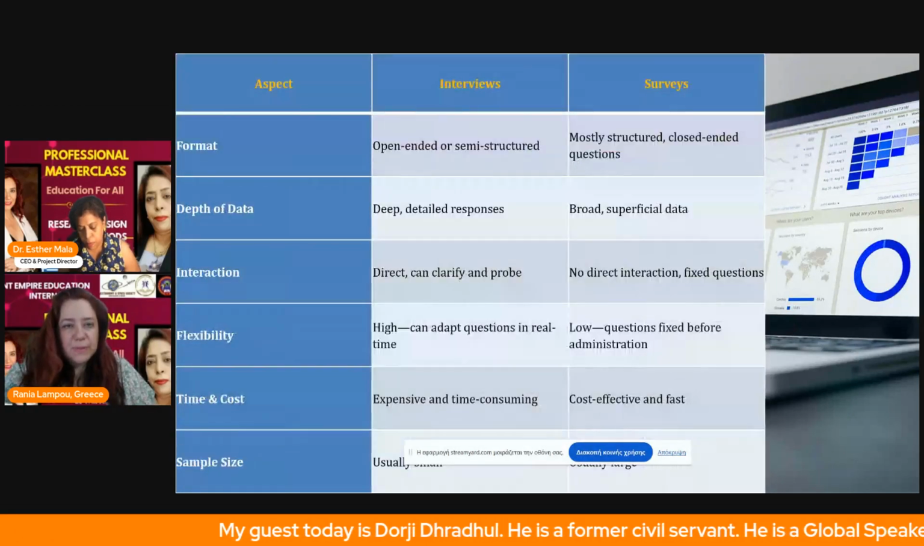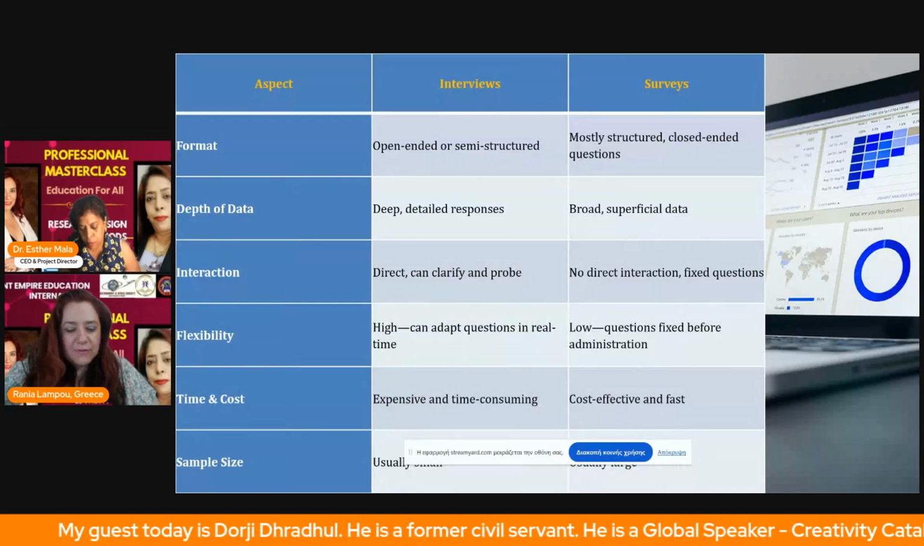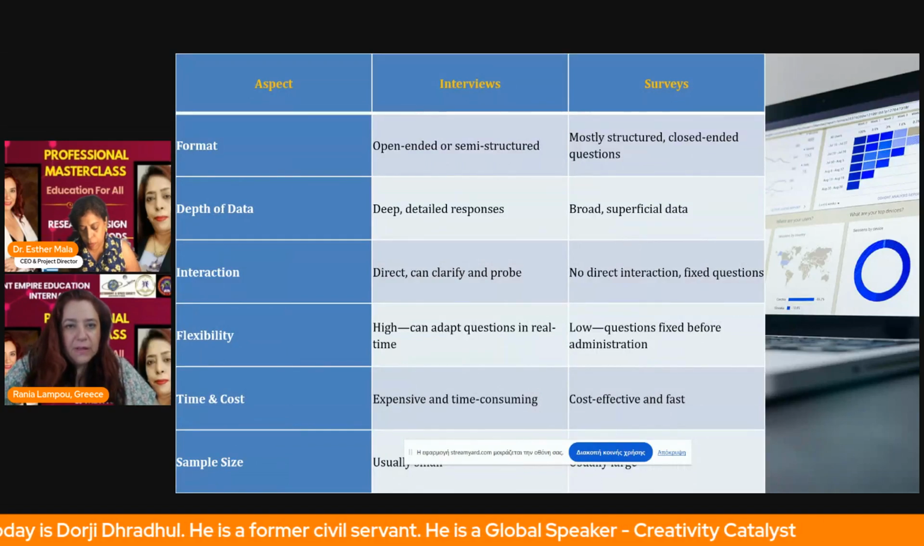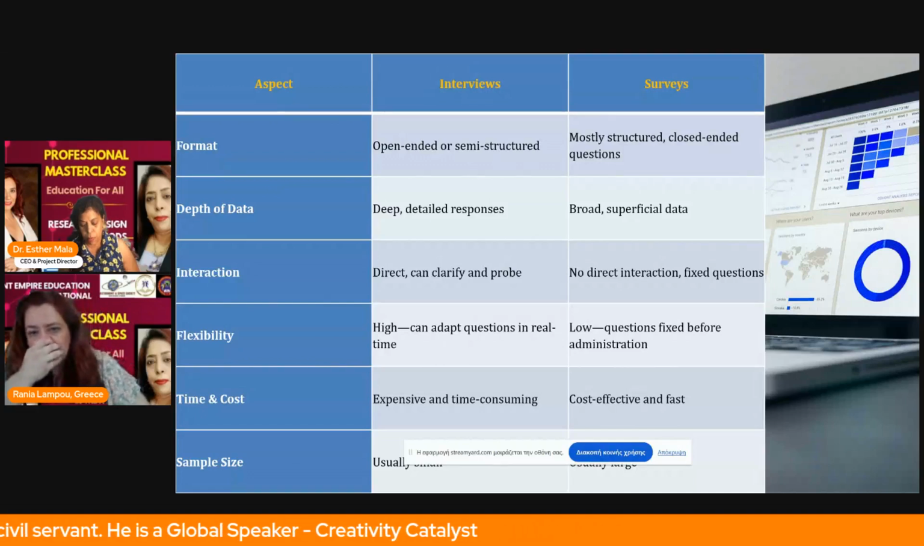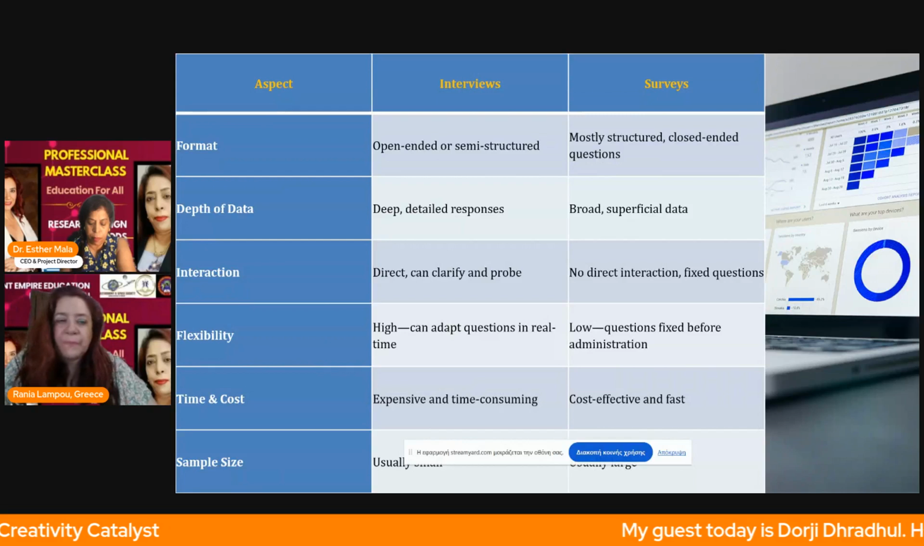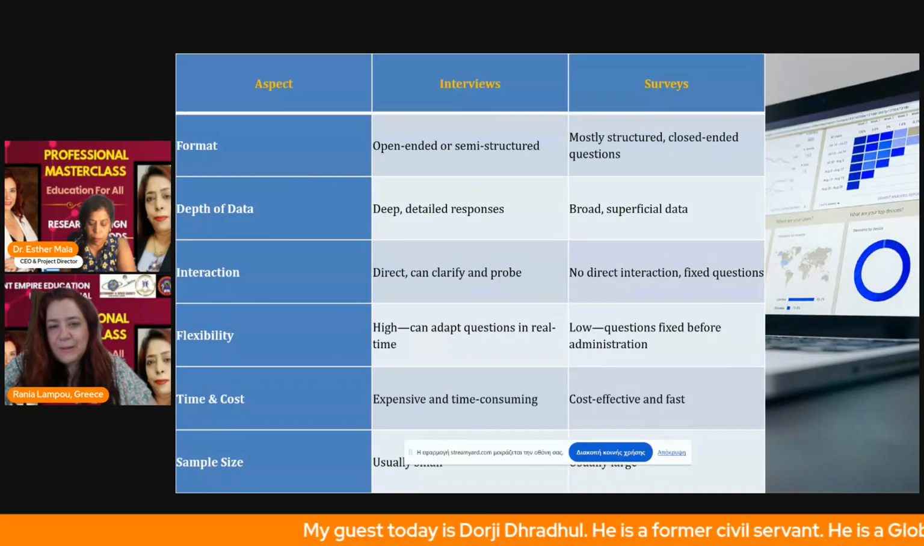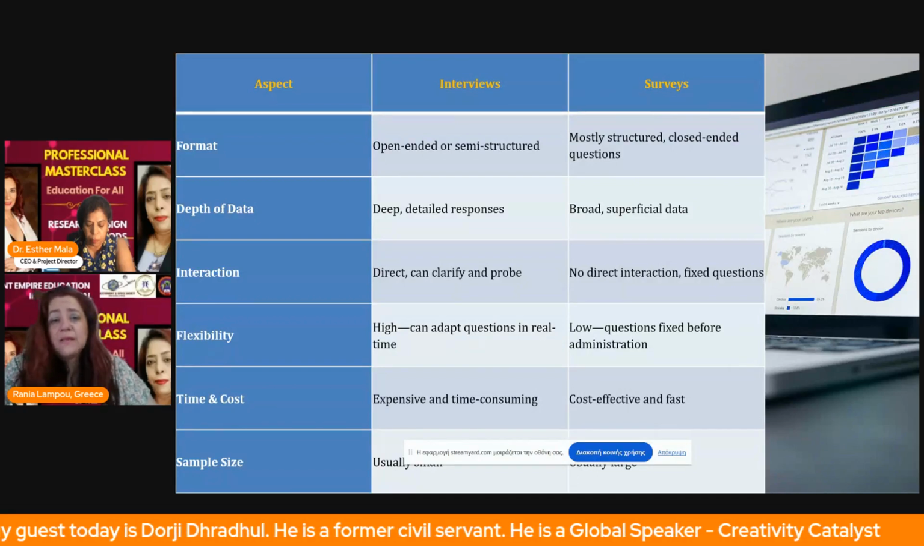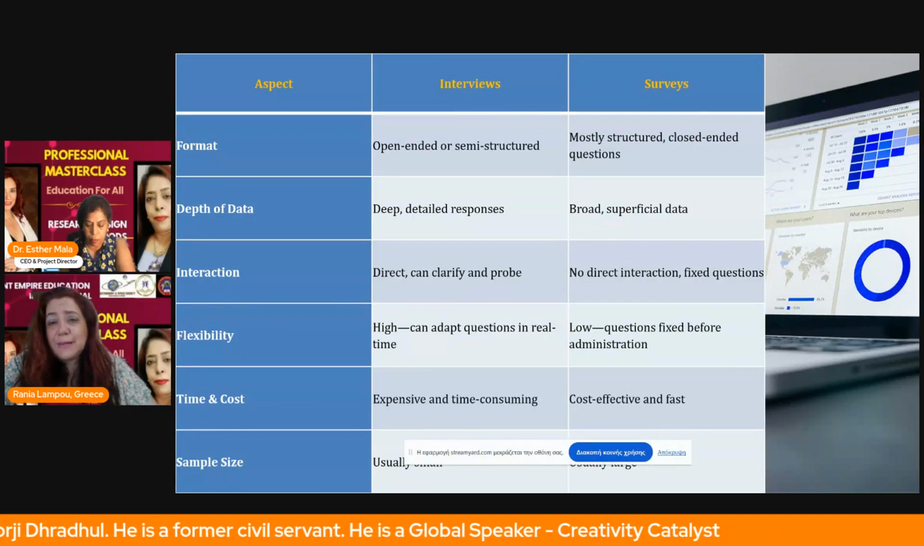So now, the difference between interviews and surveys, some key differences. In terms of format, interviews are open-ended or semi-structured. Surveys, we said, are mostly structured or closed-ended questions. In terms of data, for interviews we have in-depth and detailed responses. On the other hand, surveys have broad, superficial data. The interviews are direct, while surveys have no direct interaction.